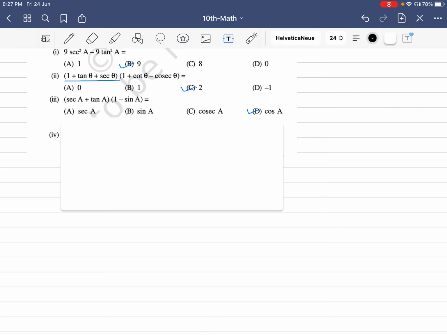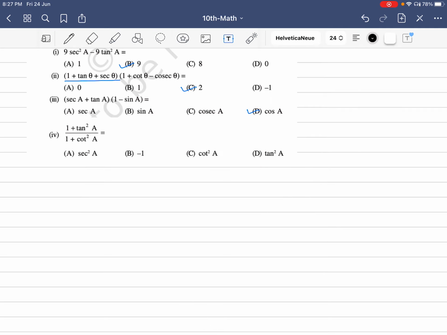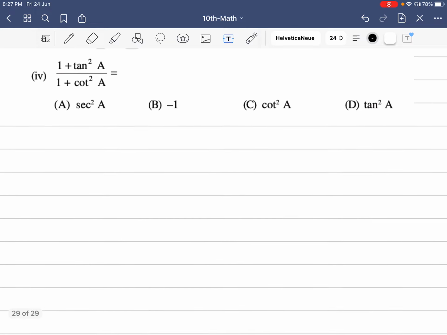Okay, and now let's see the last question. Let's remove this, which is question number 4. Once again we are given a fraction of trigonometric identities, which is 1 plus tan square a, the whole divided by 1 plus cot square a. Again the same process, the same logic, the same steps that we are going to follow. Convert this into sine and cos, convert this into sine and cos, and then keep on solving it.